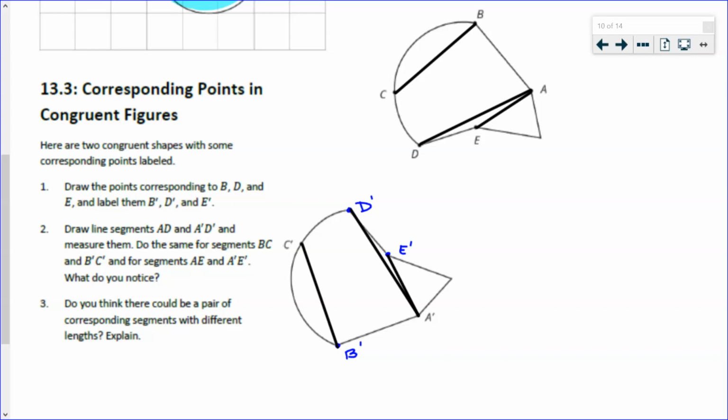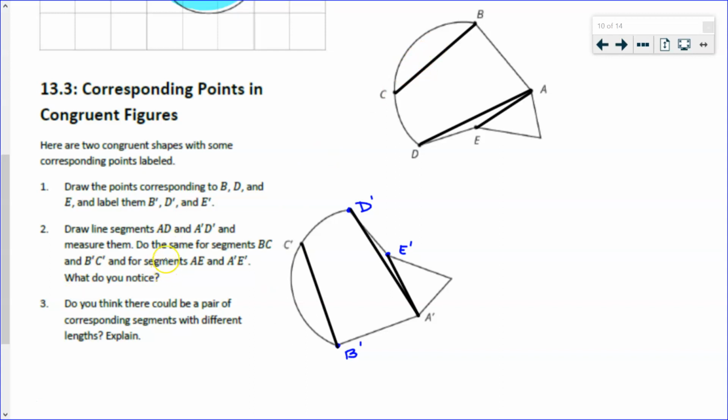What did you notice, Landis? They're all the same. All the same? So CB is the same as AE? No, like the primes are the same. So CB is the same as C prime B prime. Okay. Yeah, so C prime B prime is the same as CB, right? So the originals are the same as the images.